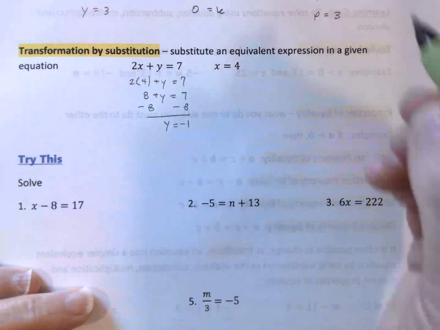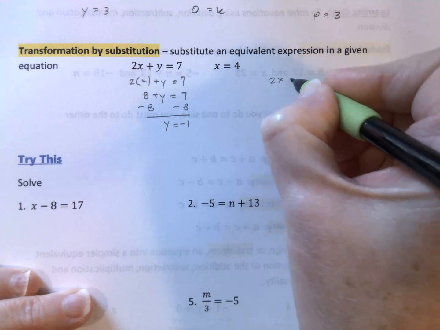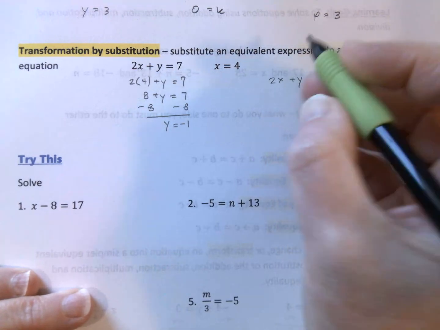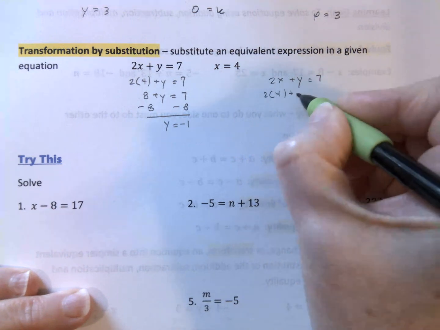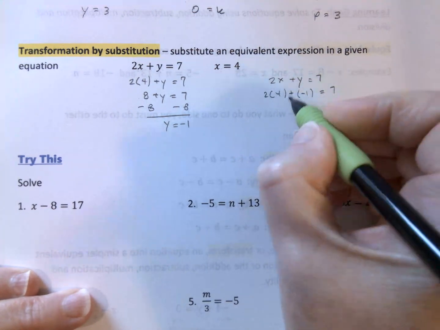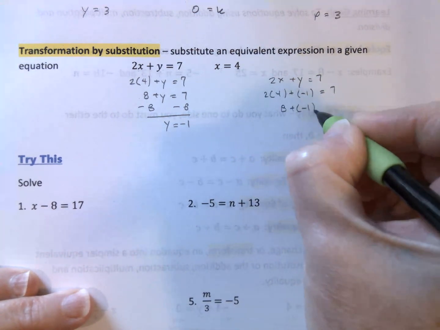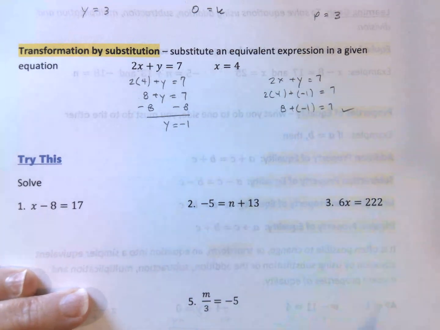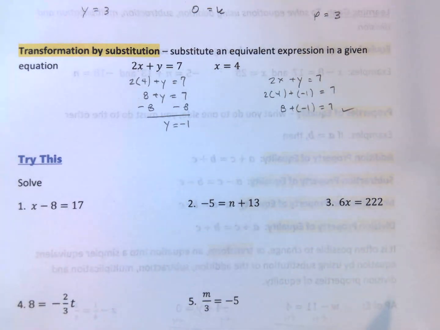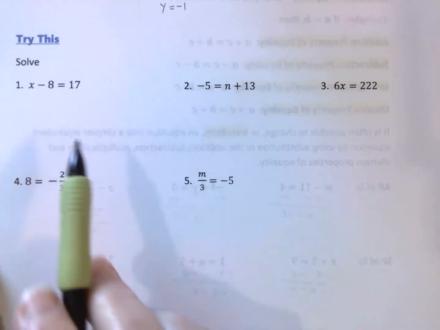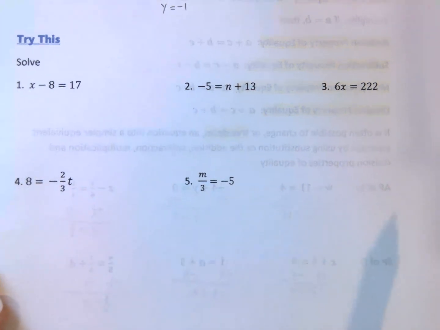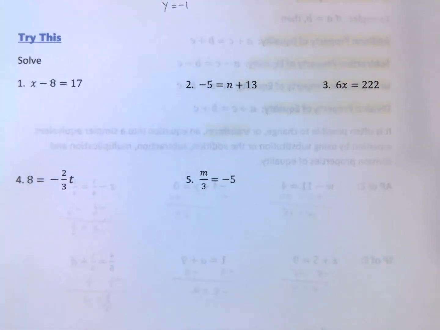So if y is -1, let's check it over here. So I have 2x plus y equals 7. We said that x was 4. We said that y was -1. So we get 8 plus -1 equals 7, which is true. Okay, so again, just quickly check. This one had a sign. It doesn't hurt to check it. All right, so you're going to try this. They're just basic equations that you're going to solve using the properties of equality.